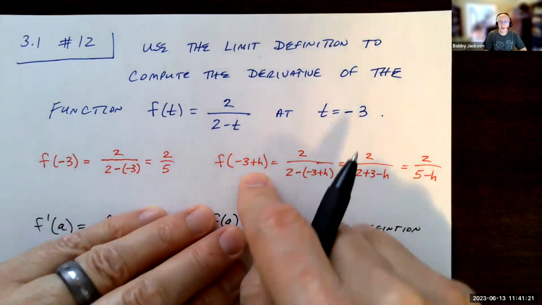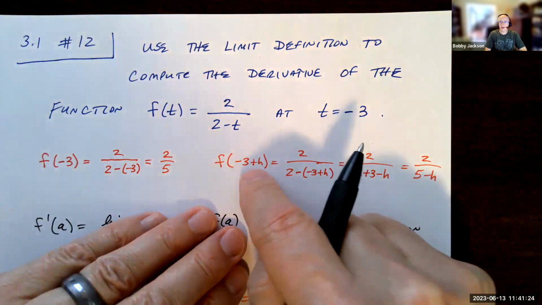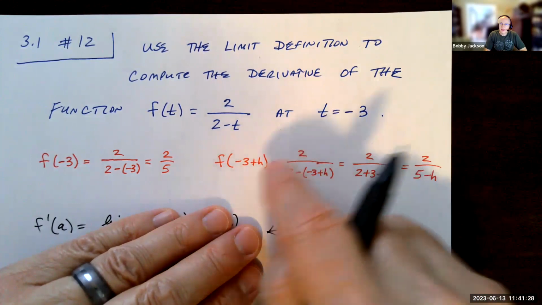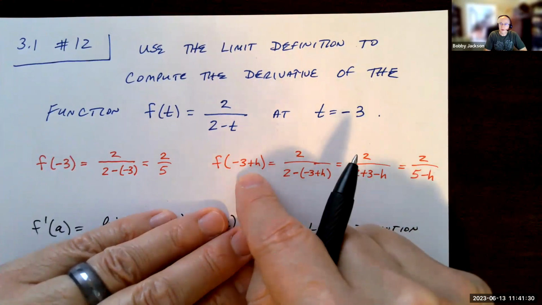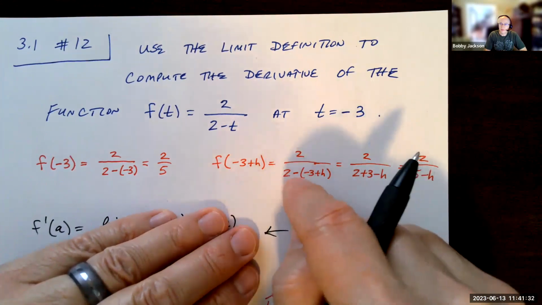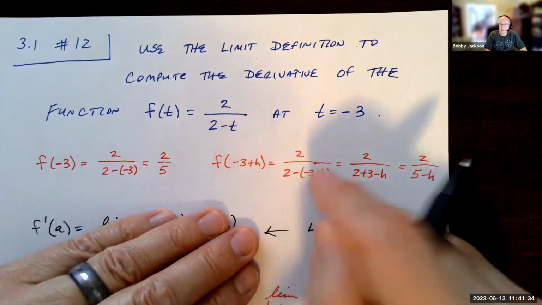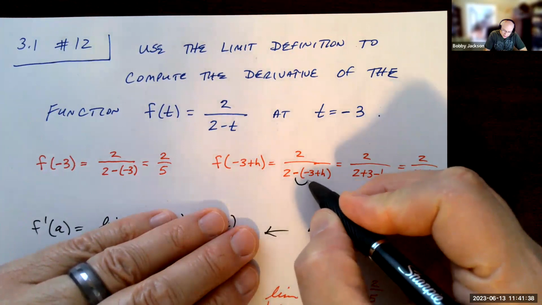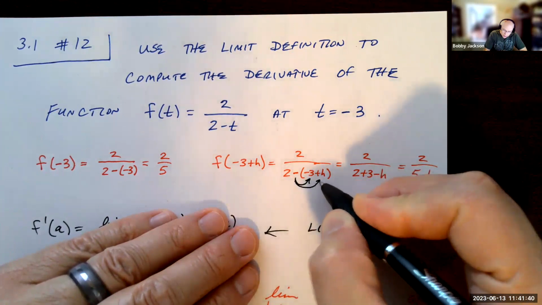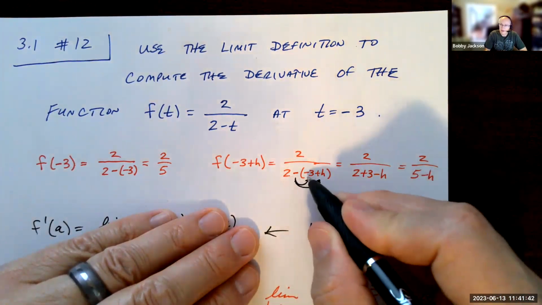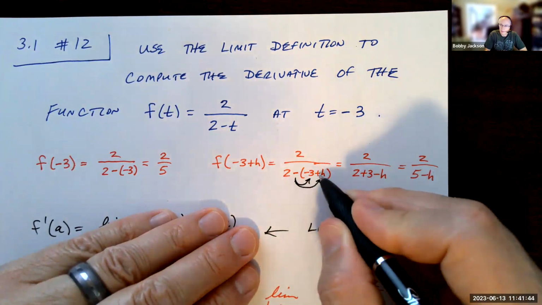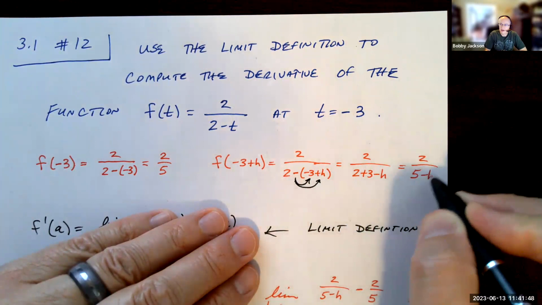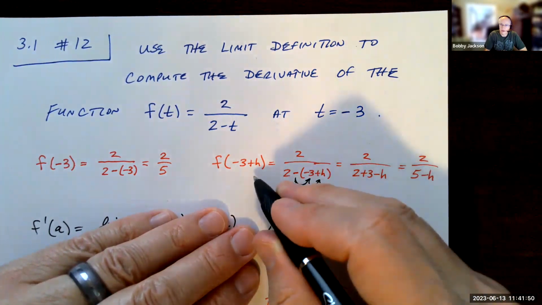I also am going to need f of a plus h, right? And a being -3 in this case, since we're finding the derivative at a. So I've got f of -3 plus h is 2 divided by 2 minus, I replace t with -3 plus h. Be sure that's in parentheses so that I can distribute this negative sign through, and we get 2 minus a -3 plus 3 minus h. 2 plus 3 is 5. I get 2 divided by 5 minus h. So here is the output when I plug that in.